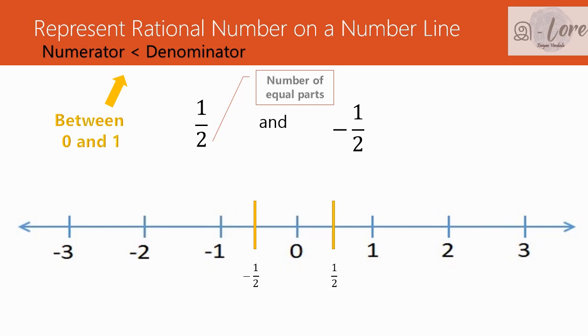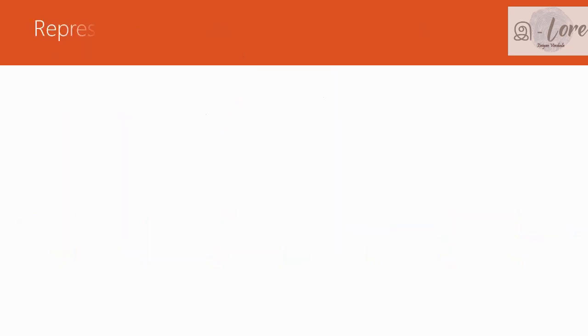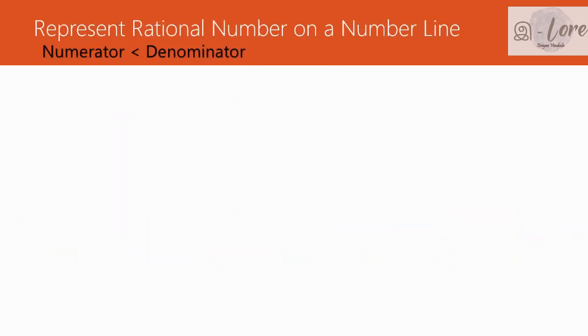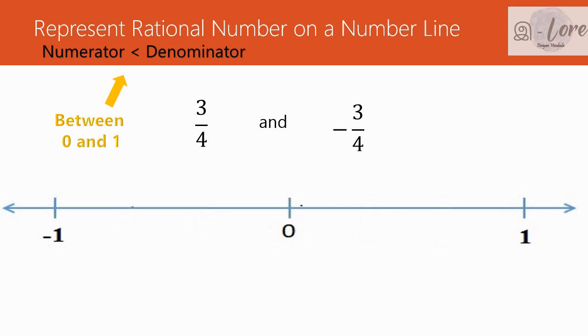Okay. Now let us take the second example, where the numerator is less than the denominator. We have to plot 3 by 4 and minus 3 by 4. Let us draw 3 by 4 first. The numerator is less than the denominator, so it lies between 0 and 1. So we have to draw the number line like this.